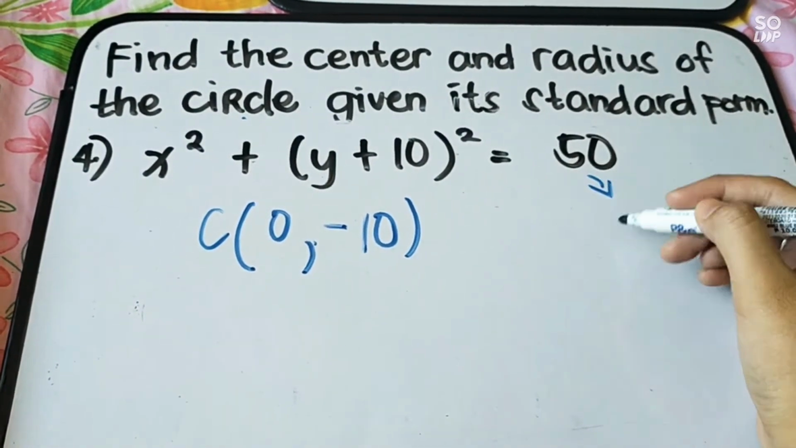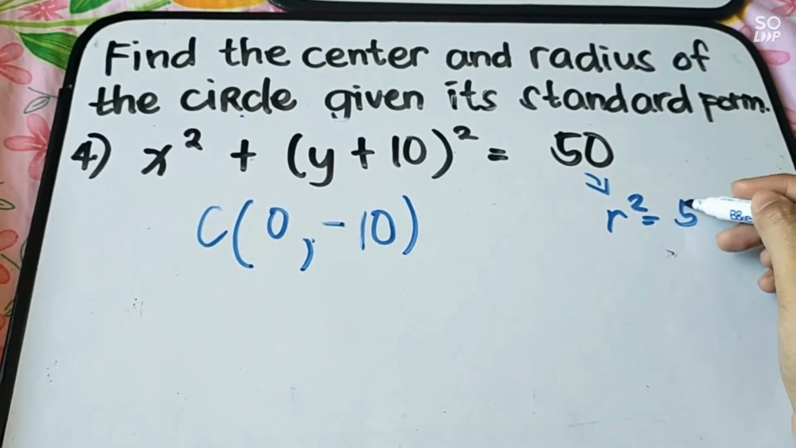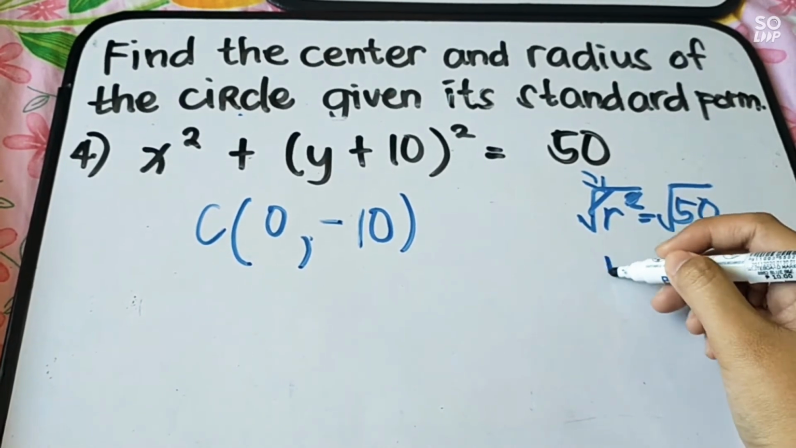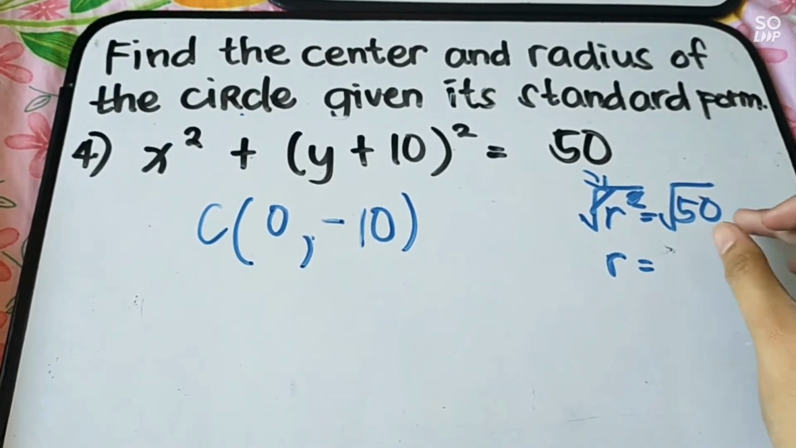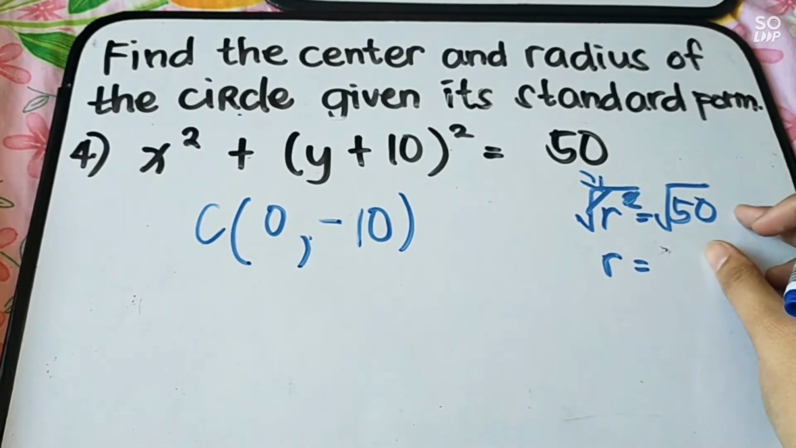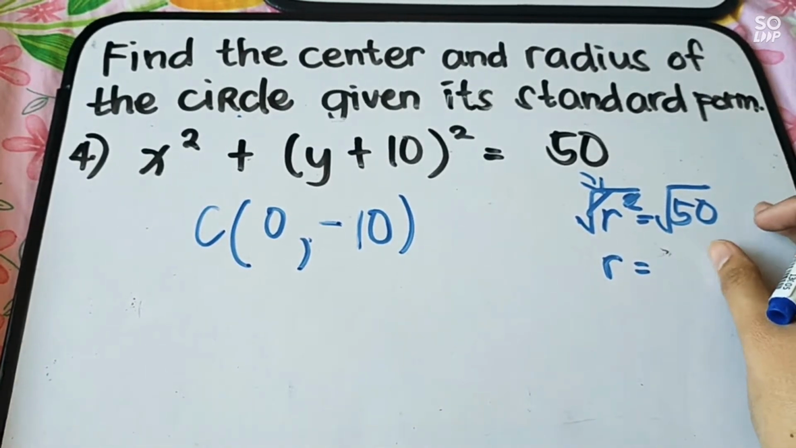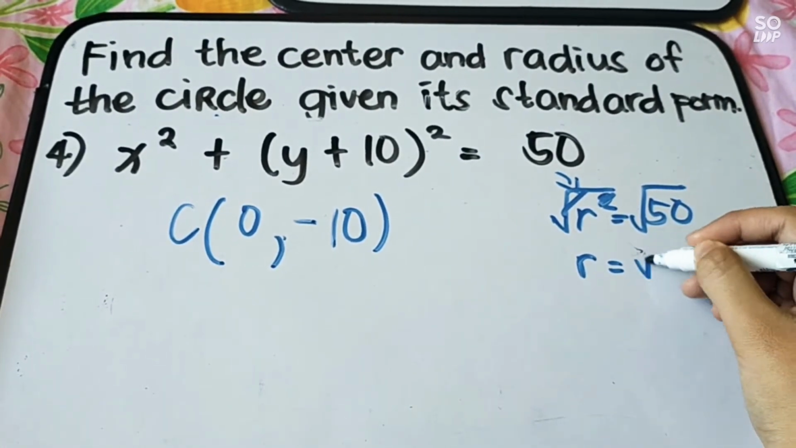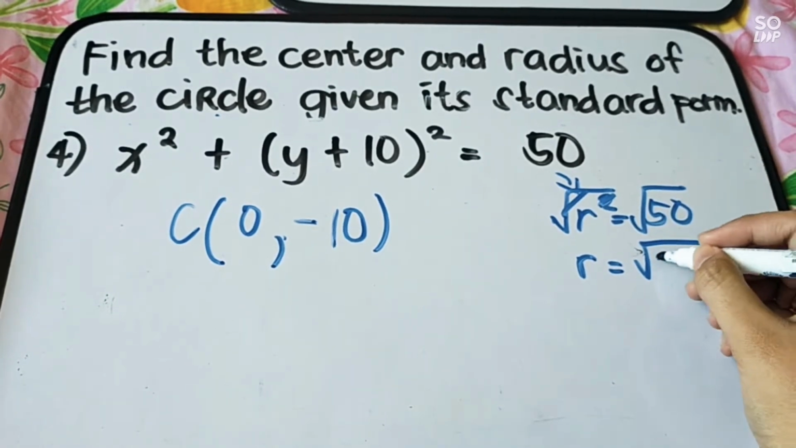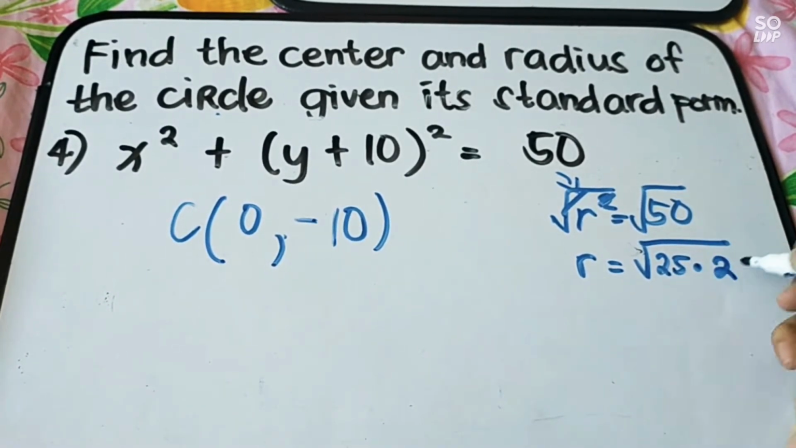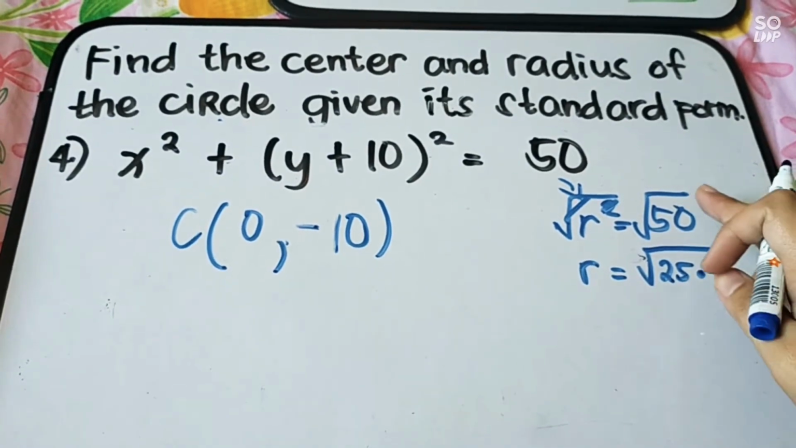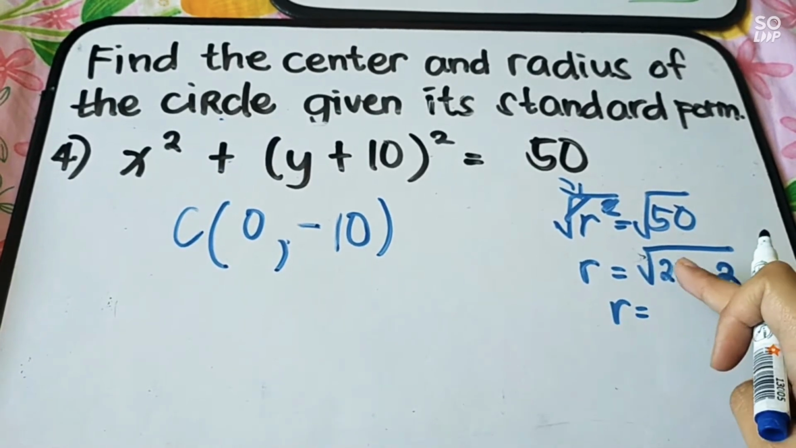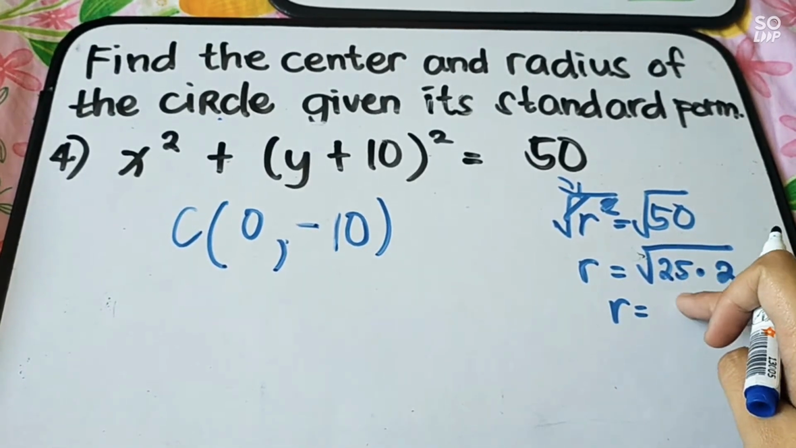Next, let us have your r. So, for the r, we have r^2 = 50. Square root both sides. Cancel. Ngayon, hanap ka ngayon ng factors ni 50 kung saan yung isa is perfect square, since si 50 is not perfect square, diba? So, the factors of 50, kung saan yung isa ay perfect square, we have 25 multiplied by 2. 25 is a perfect square. Is it clear? So, what is the square root of 25? The square root of 25 is 5.